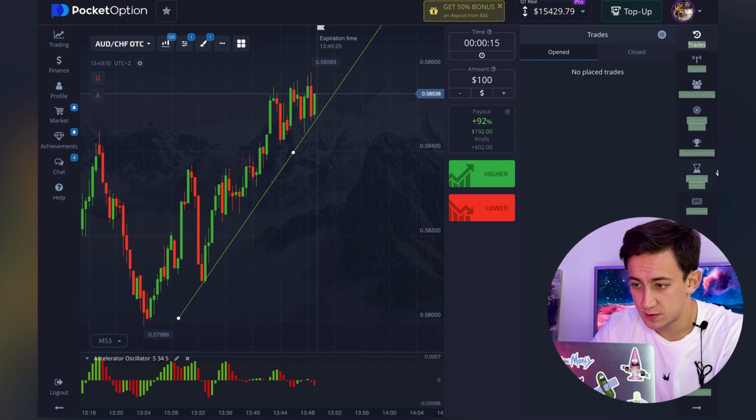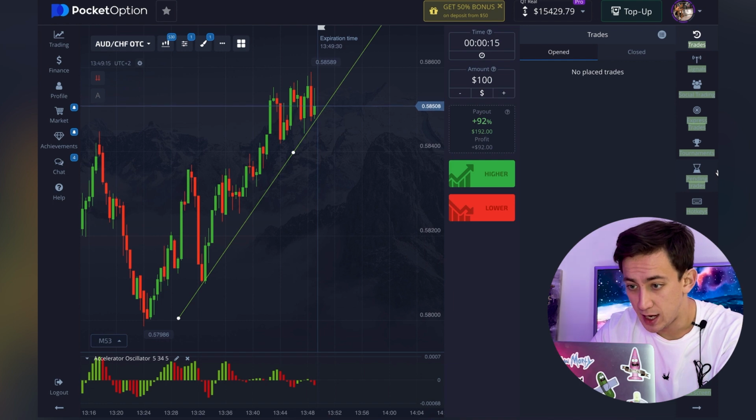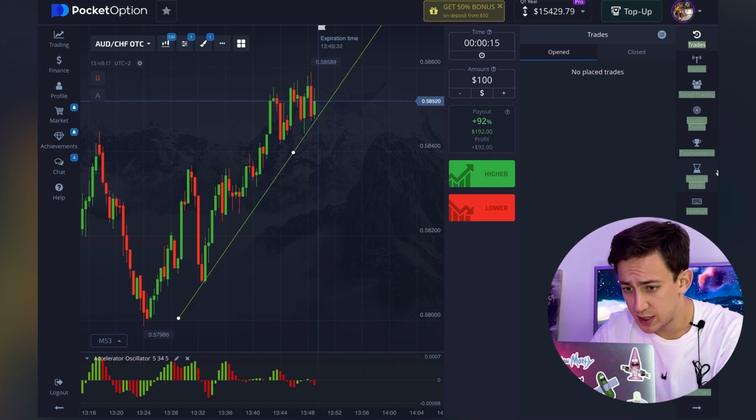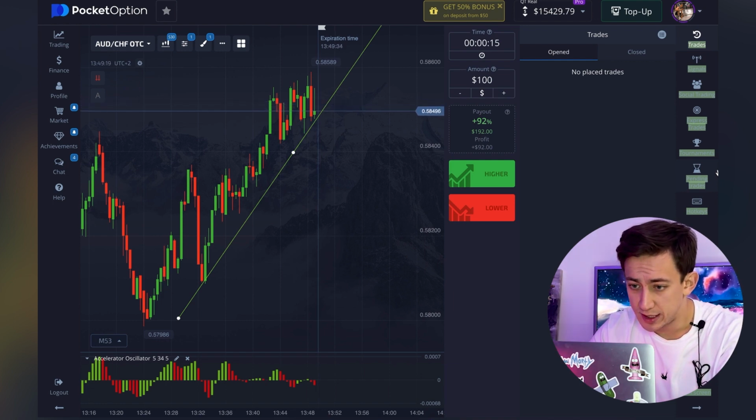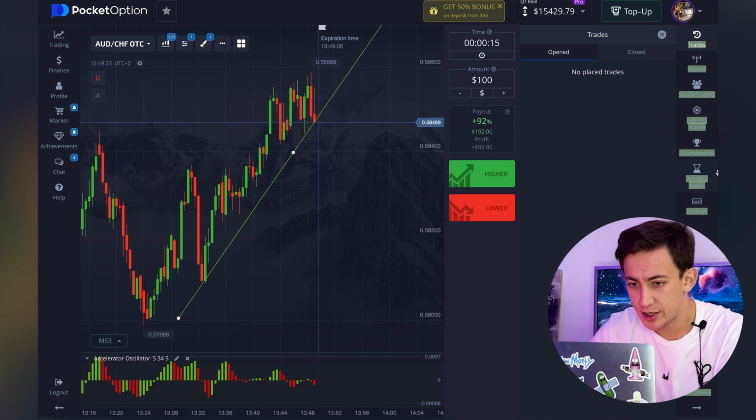If the histogram is above the zero line and rising, it can be a signal of increasing strength in an uptrend. If the histogram is below the zero line and decreasing, it may suggest an increase in the strength of a downtrend. This indicator is visually simple and easy to understand. That's why it's pleasant and straightforward to work with.